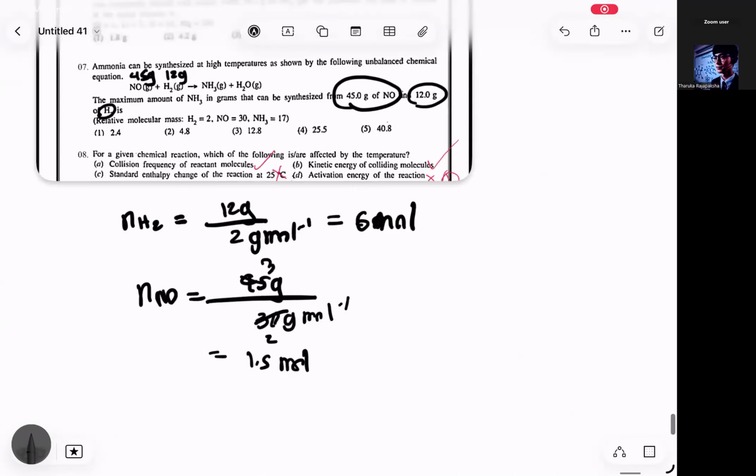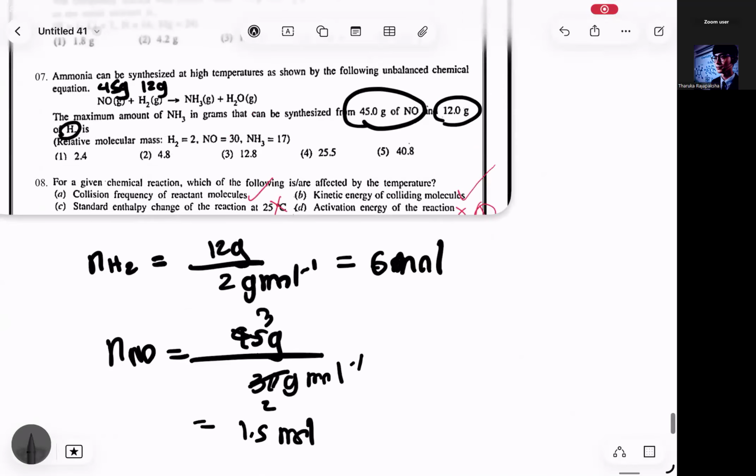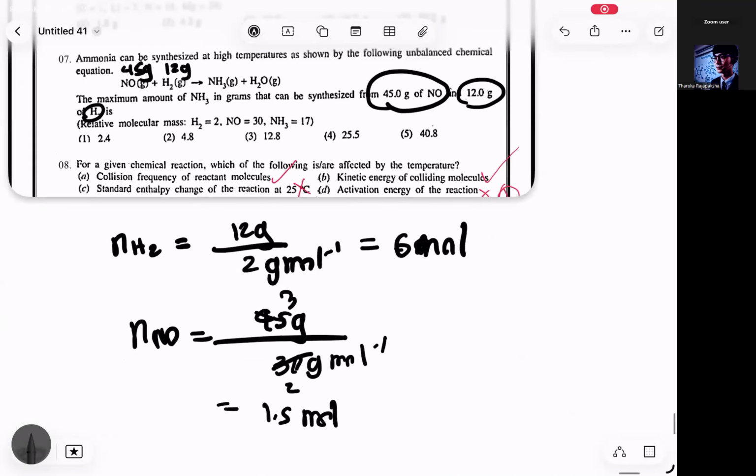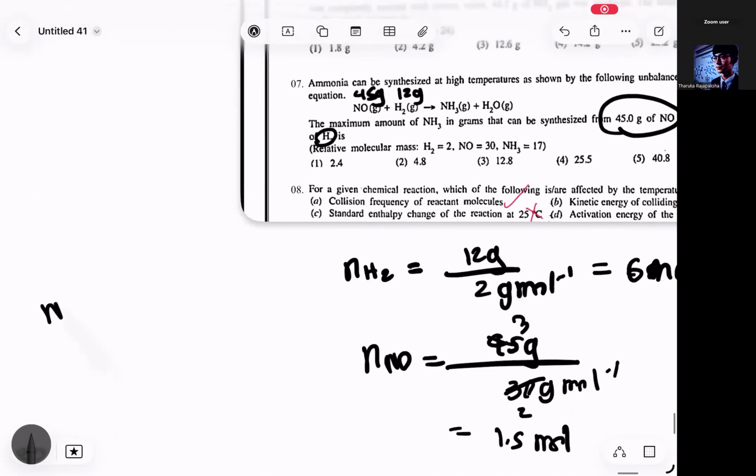Who is the limiting reagent? They haven't balanced the reaction. This is an unbalanced chemical reaction, so we have to balance it out. NO plus H2 goes to ammonia plus H2O. Oxygen is okay, nitrogen is also okay. Hydrogen is the problem. There are 5 hydrogens on the right hand side. So if I put 5 here, 2 here, 2 here, and 2 here, it's going to get balanced.